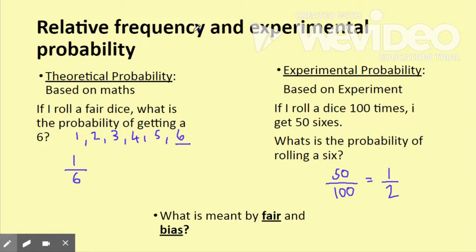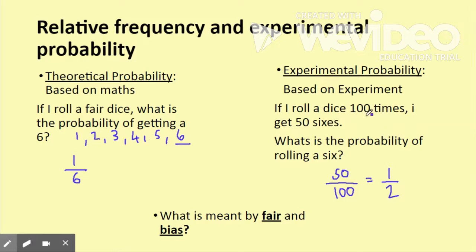The relative frequency, which I'm going to talk about in a second, is this 50 divided by 100. I'm going to explain in a bit more detail how we get that in a moment. Before we get there, I just want to recap what fair and biased mean. With a fair dice, each of these outcomes is equally likely. So the chance of getting a 6 is 1 out of 6. The chance of getting a 3 is 1 out of 6.